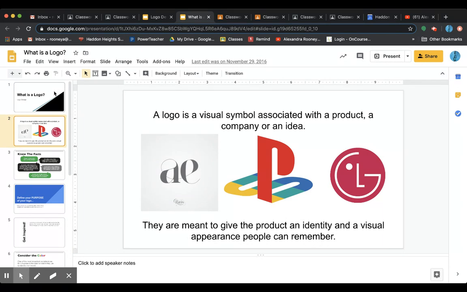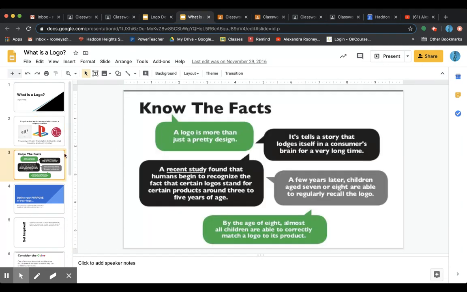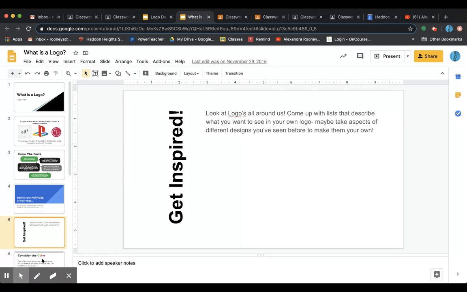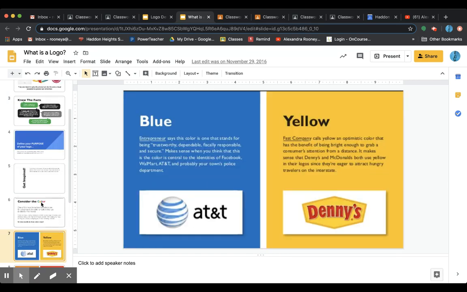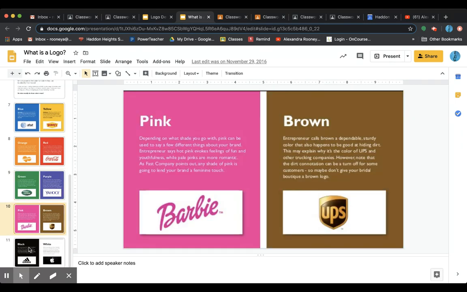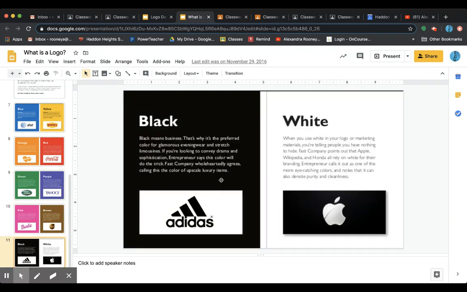This is one I used in graphic design class. You can go through this too. It also explains a little bit more about logo design. Purpose of your logo: think about your brand. How do you want to portray it? Consider color, and I actually put on here some different color aspects, so you can look at this and go through the different colors and figure out how you want to apply it to your artwork.